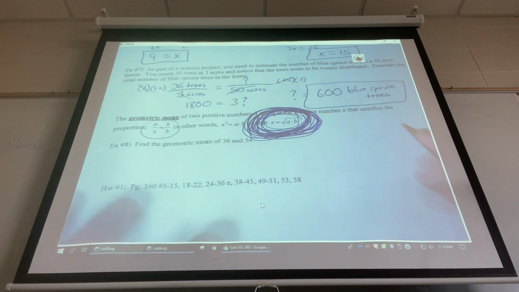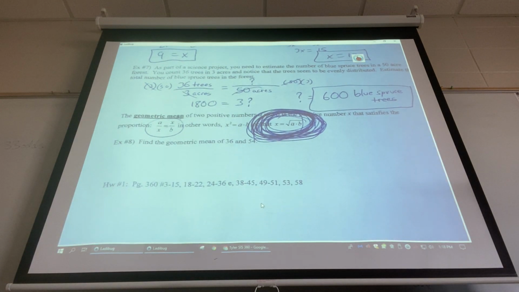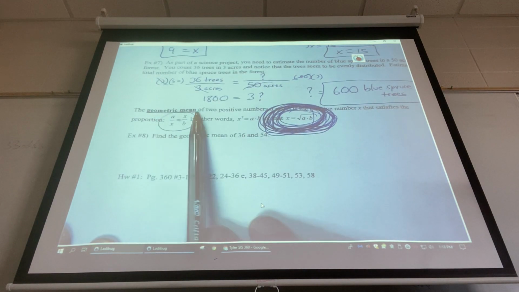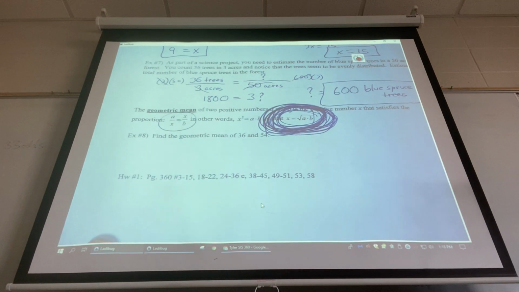Have you guys heard of finding the average? You guys know how to find the average of things, right? What do you do when you just find the average of things? Add them all up. Divide by how many there are. That is the arithmetic average. But there's also a geometric average, which gets the average of numbers by using multiplication instead of addition.